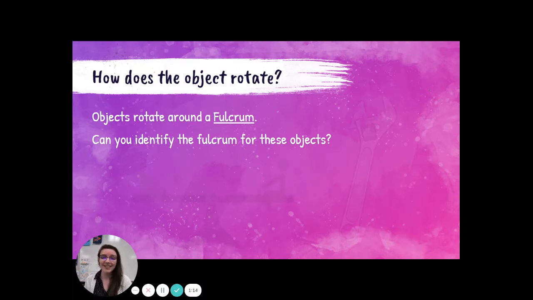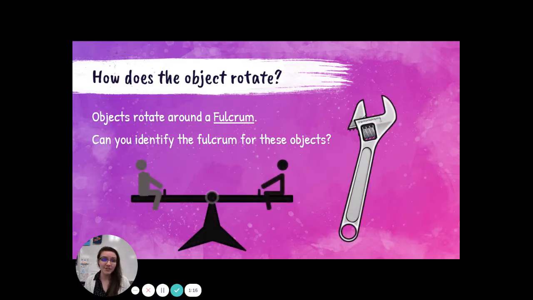So take a second. Can you identify the fulcrum for each of these objects? On the teeter-totter, it is the point right in the middle that is holding it all up. And for a wrench, if you think about how you hold or use a wrench, there would typically be a bolt or something right at the center that you are trying to rotate around. So the fulcrum would be up here at the top of this wrench.